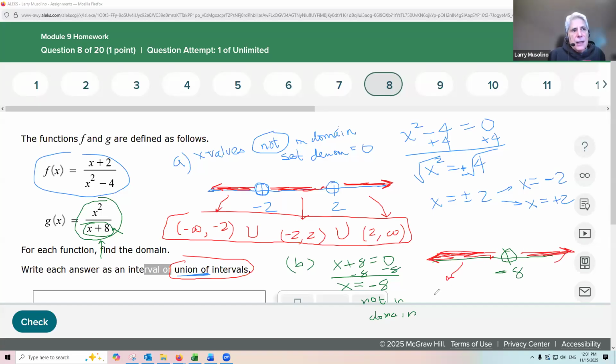So this side I can think of as negative infinity, negative 8. This side I can think of as negative 8, positive infinity. Put a u in between for union. This is the answer for part B.